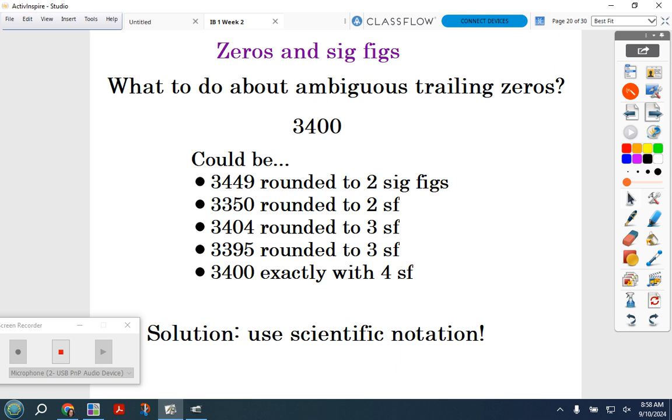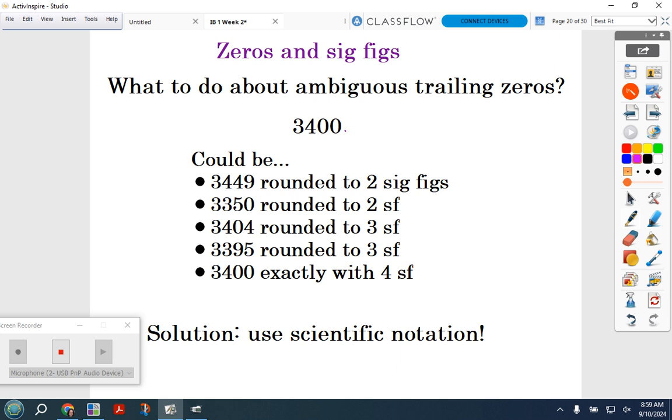Now your paper says, God, I hope this works, that you can just put a decimal place there without any trailing zeros, and that makes it 4 sig figs. I don't like that. Nobody in the real world uses that as a notation, okay? So don't do that. So how could we differentiate between these different possibilities? The answer is not do this, but instead use scientific notation, all right?